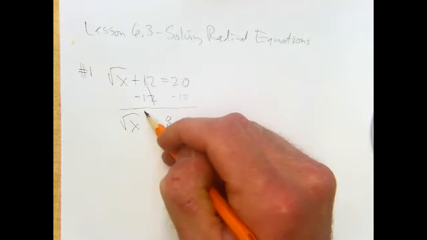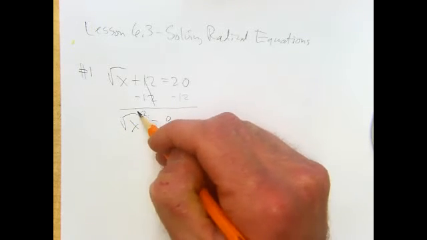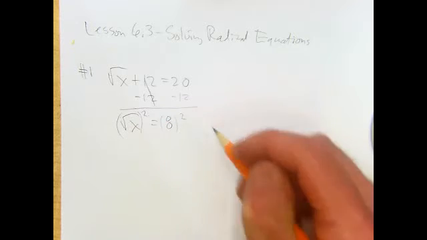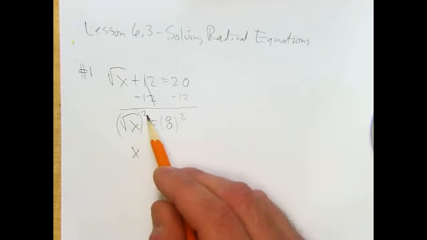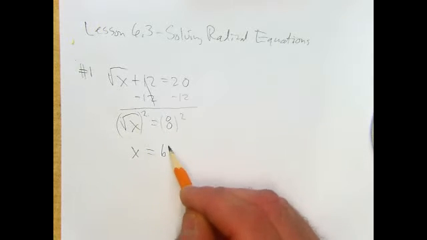Then just cancel out the square root. You actually square each side. So I'm going to square this side and square this side. So this cancels down to x. Square root and the square cancel. And 8 squared is 64.